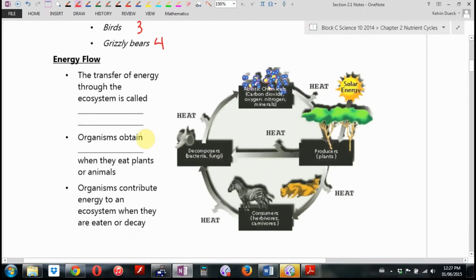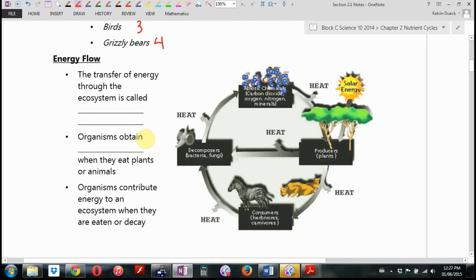We call this energy flow. The transfer of energy through the ecosystem is called energy flow. Organisms, living things, obtain energy when they eat plants or animals. Simple sugars, carbohydrates. And organisms contribute energy to an ecosystem when they either are eaten or when they die and decay.